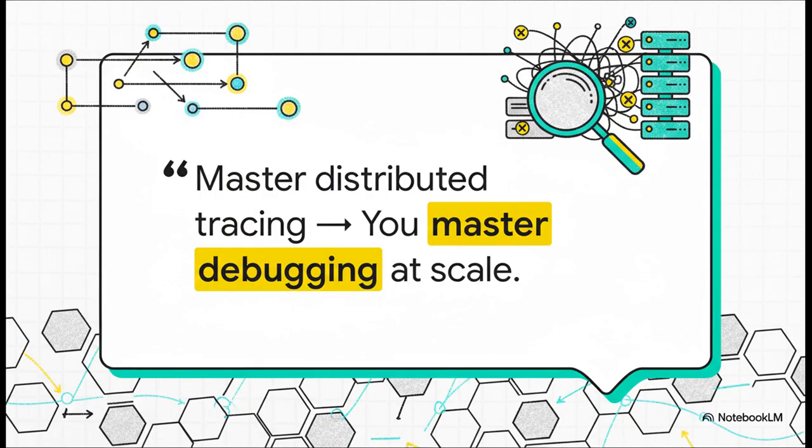This quote really says it all. What we've been talking about, it's not just about finding one slow request. When you truly master distributed tracing, you master debugging at scale. It's a fundamental change in how you understand and operate complex systems.